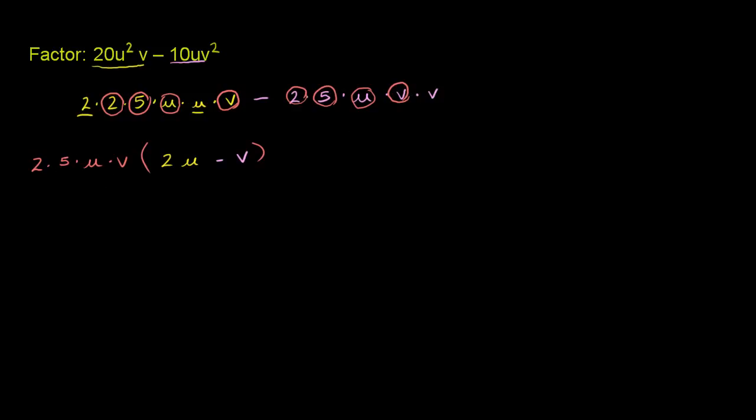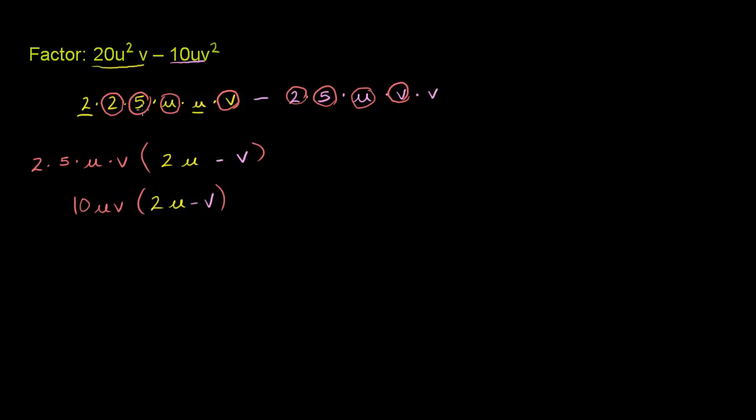Now we can simplify a little bit. 2 times 5 times u times v we can rewrite as 10uv. And then inside the parentheses, we, of course, have a 2u, and then a minus v. And we're done. We have factored the expression.